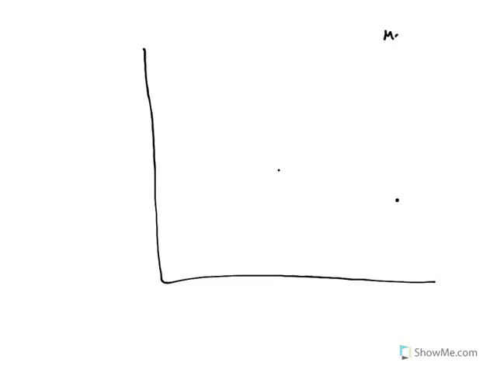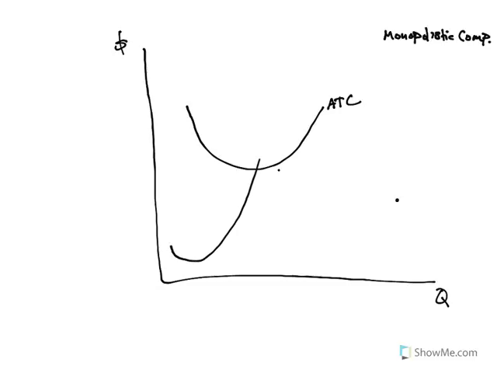So in this video, we're going to talk about monopolistic competition, and how to model that in our cost curve model that we've been using to talk about each of the 4 different kinds of industries. So let's get our marginal cost and average total cost curves. That's all ready.